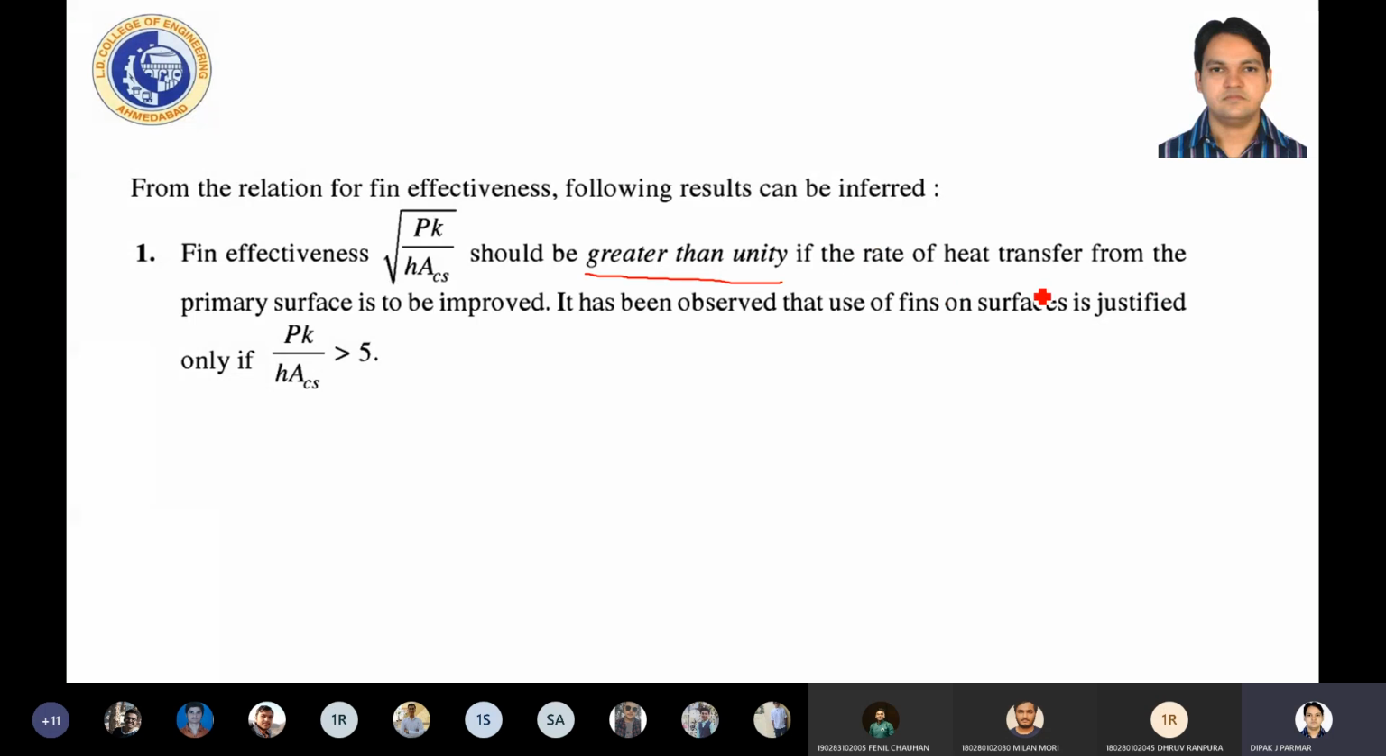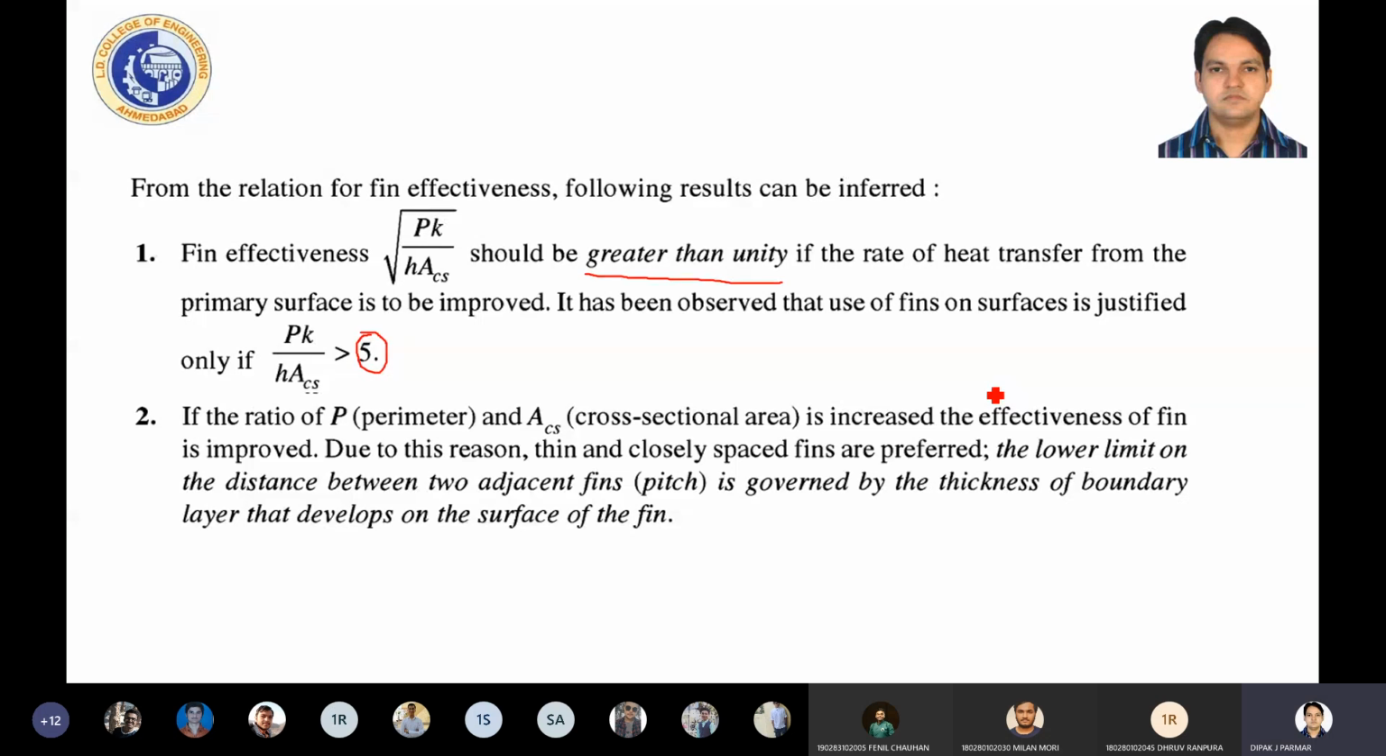If the heat transfer from the primary surface is to be improved, it has been observed that use of fins on the surface is justified only if Pk divided by hAc is greater than 5. So if you are designing a fin, if your ratio is greater than 5, then this fin will be effective, you can call it. So your design should be according to that. First thing. Second is, if the ratio of perimeter and cross-section area, P and Ac, is increased, the effectiveness of the fin is improved.